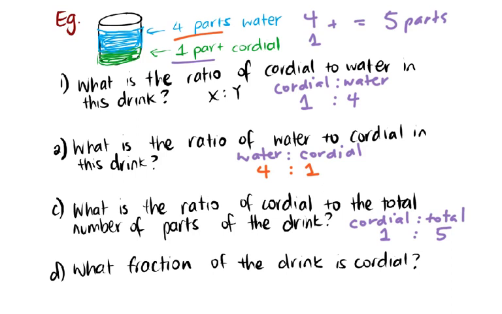It's now asking what fraction of the drink is cordial. So this time, instead of writing it as this, we're now going to write it as a fraction. So with fractions, we know that the first bit tells me what I'm actually looking at, and then the denominator tells me the total. So really, it's 1 over 5.